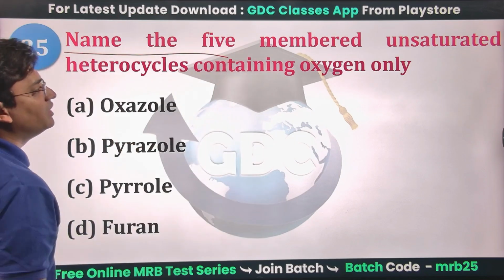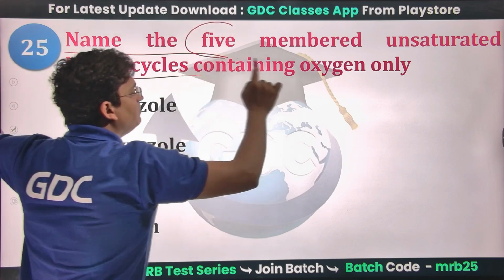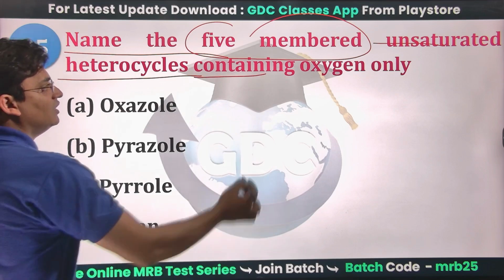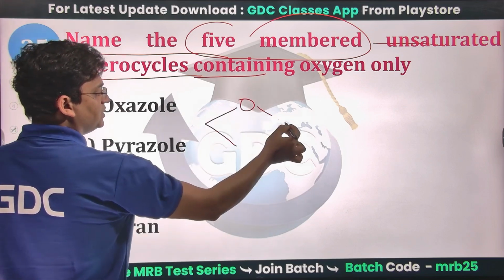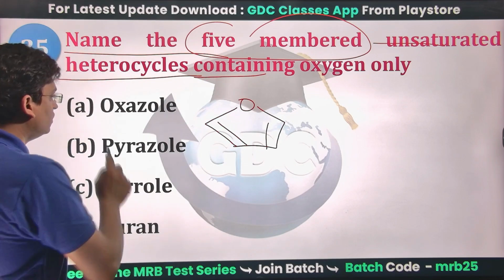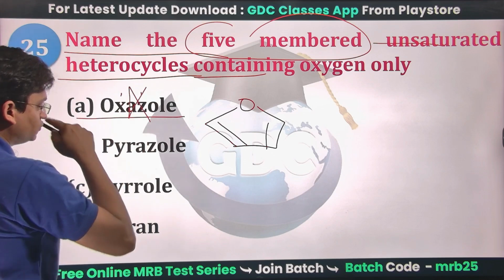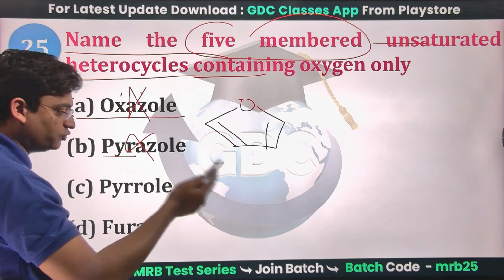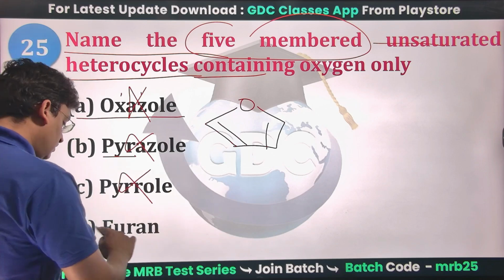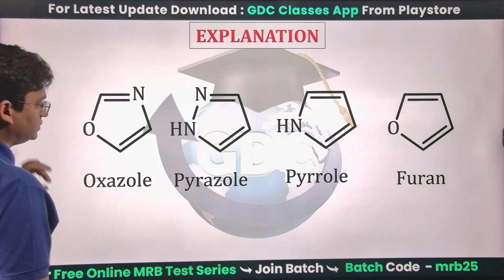Name the 5-membered unsaturated heterocycle containing oxygen only. So a 5-member unsaturated heterocyclic compound having oxygen only. What do you name this ring? Oxazole? Ox is oxygen, aza for nitrogen. No, we don't have any nitrogen here. Pyrazole, 2 nitrogens at 1-2 positions of a 5-member ring. Pyrrole, nitrogen in a 5-membered ring. No, not at all. Okay, D, that is furan. Very easy question, I guess.